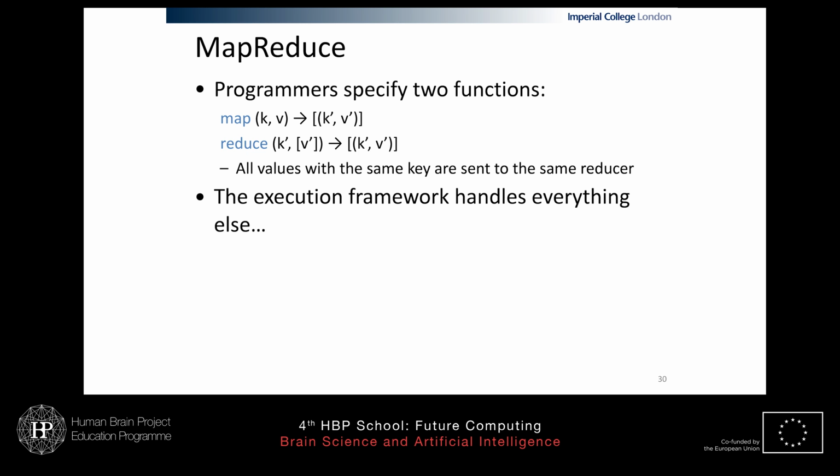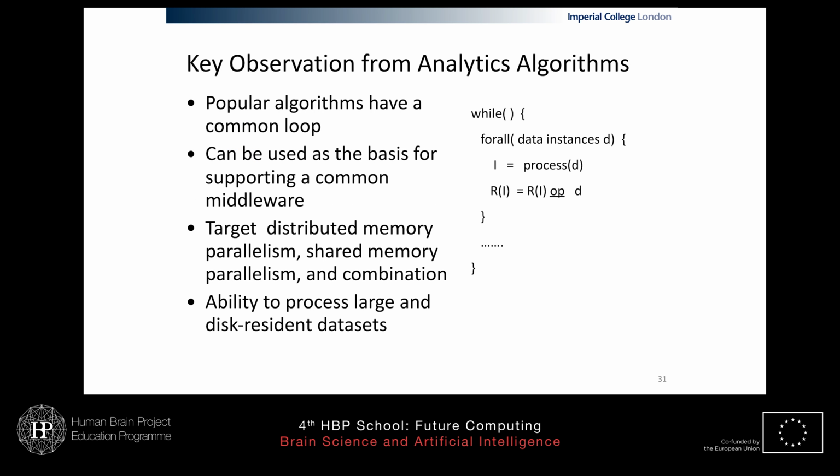That's a pretty convenient solution, right? The reason why this is useful is that the key observation from analytics algorithms is that they typically have a common loop that works on all the data instances. This is what I try to illustrate here. For all data instances, for all partitions of the data, we do some processing, and that's exactly what MapReduce can help us with, right?